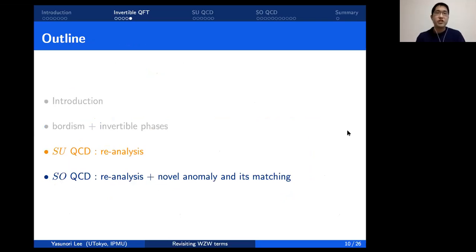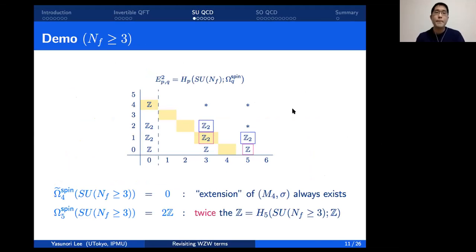In the next section, we will revisit the Wess-Zumino-Witten terms in SU(N) QCD from this modern Bordism point of view, and see that they can actually be described as spin invertible phases. First, let's see what's going on in the N_F greater than or equal to 3 case. The relevant Bordism groups can be calculated from this strange diagram above, which you can completely ignore. These two are the results. First, this 4-dimensional spin Bordism group is trivial.